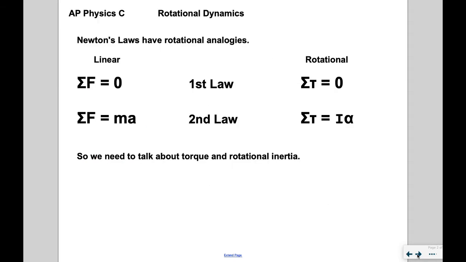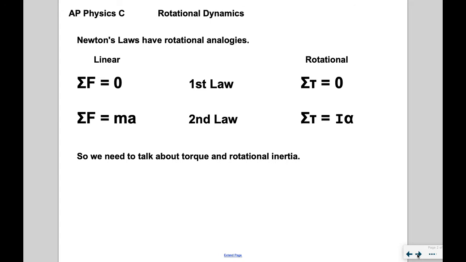So effectively, what we're going to be talking about here is the application of Newton's laws to objects that are rotating. So the ones we're most familiar with, Newton's first law and Newton's second law. We're going to talk about the rotational analogies for these.